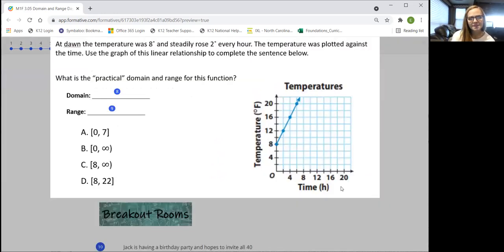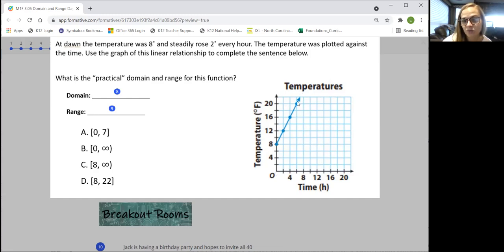Okay, the next one, it says at dawn, the temperature was 8 degrees and steadily rose 2 degrees every hour. The temperature was plotted against the time. Use the graph of this linear relationship to complete the sentence below. Okay, so we want to make sure we're looking at the domain and range. So again, domain, left to right. So the furthest left point on my graph is right here. Drag that down to my x-axis, that's 0.